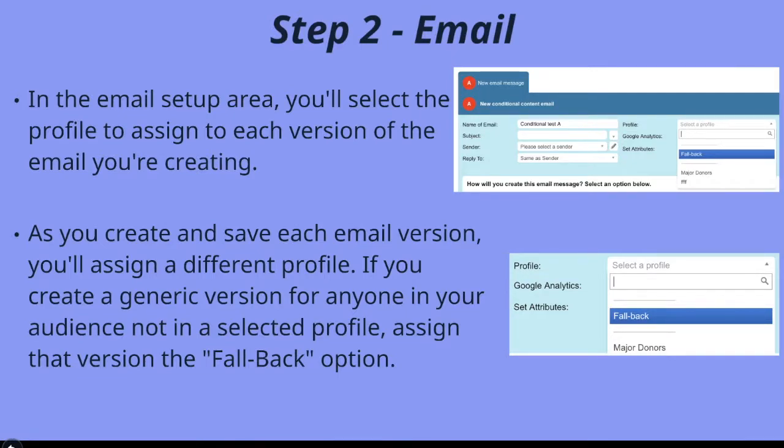Once you've created all the different versions of your email and you've assigned them to the appropriate profile, you can create a version of your email that basically goes to everybody else. So if in your email audience there are people who don't happen to fall into any of these profiles, they can get this version, and EN calls it the fallback version. So you'll create the version and you'll assign it to fallback under the profiles dropdown.